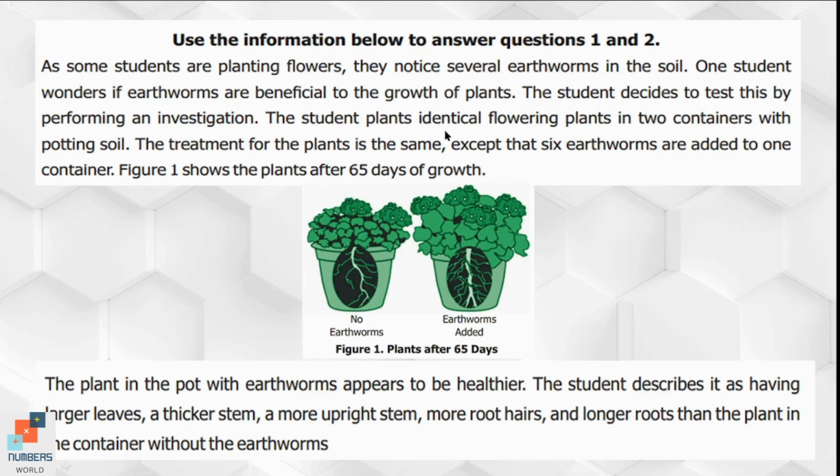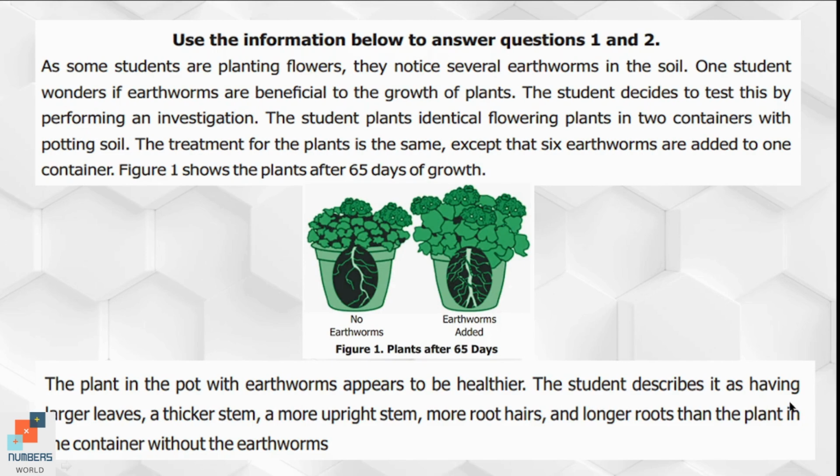The student plants identical flowering plants in two containers with potting soil. The treatment for the plants is the same except that six earthworms are added to one container. Figure 1 shows the plants after 65 days of growth. The plant in the pot with earthworms appears to be healthier. Here we can see in the picture as well.